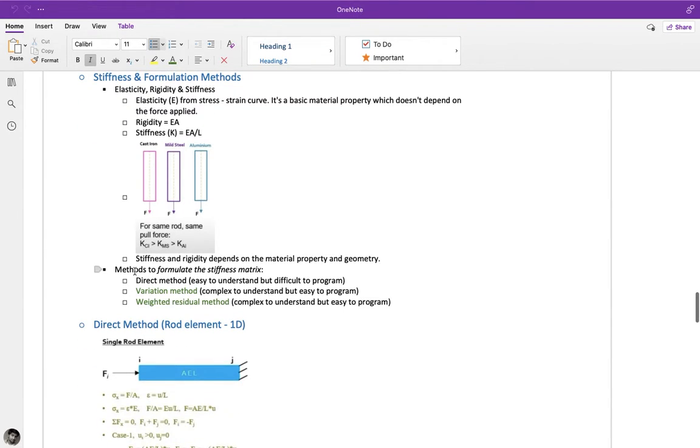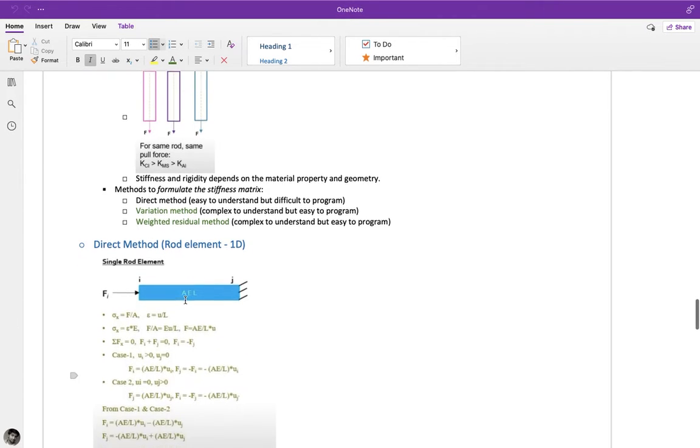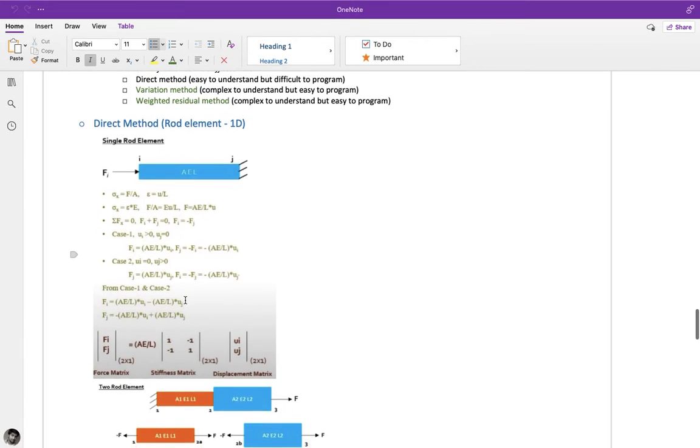Okay, so methods to formulate the stiffness matrix. How do we create the stiffness matrix? Basically, there are three methods. First one is the direct method. It's quite easy but quite complex to program. The other two methods are easy to program, which are the variational method and the weighted residual method, but they are quite complex to understand. These are the two methods which are basically used in the computer for calculation. To make it simpler, let's discuss the direct method using the 1D element.